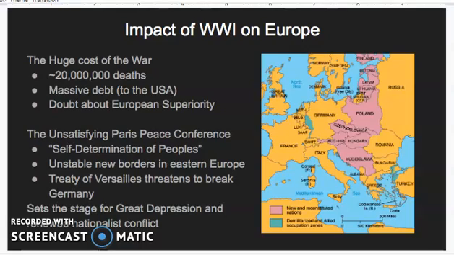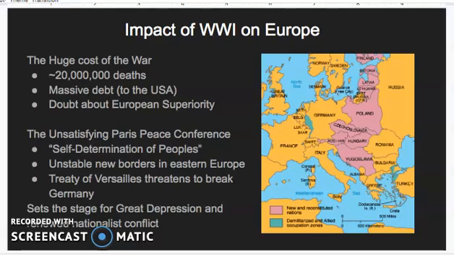But World War I clearly demonstrates that Europe doesn't know what it's doing, because no rational civilization would have fought this war. And so this leads a lot of people to begin questioning whether or not Europe is really special in any kind of way. On top of this huge cost, Europe also sets up a very unsatisfying peace agreement at the peace conference in Paris, known as the Paris Peace Conference.